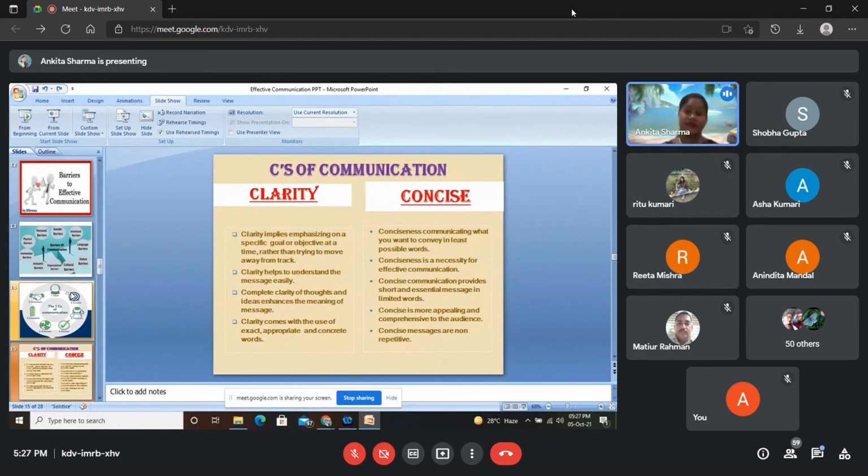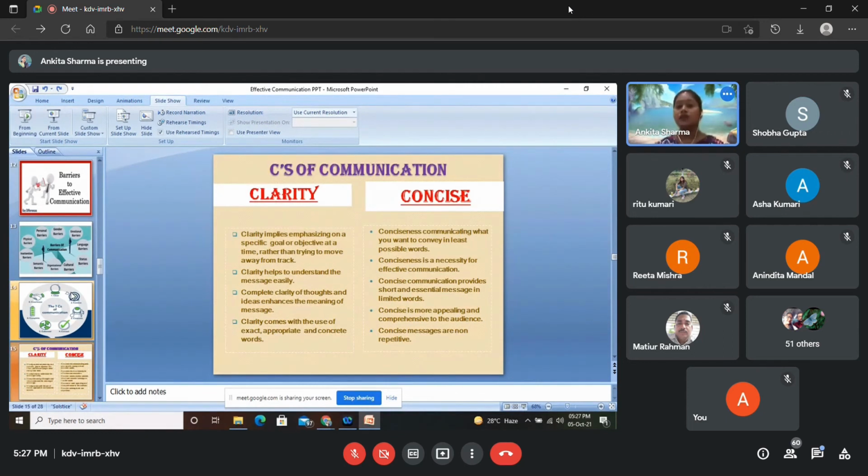Obviously, clarity is very important. If I tell the students, through verbal means, or I write it, I give a written note that students, you have exams on Monday. Which Monday? I am not mentioning the date here. So the thoughts, the ideas that I had to convey are not mentioned. So clarity is one of the C's which is very essential, wherein the receiver understands the message easily. The sender has to speak his thoughts and ideas with clarity. So we have to use exact, appropriate words to have a clear understanding of what we say.